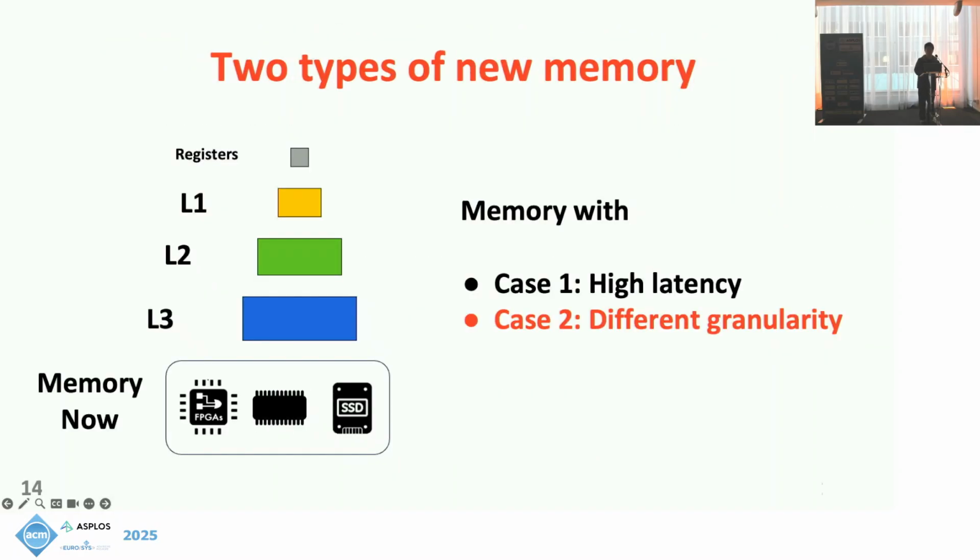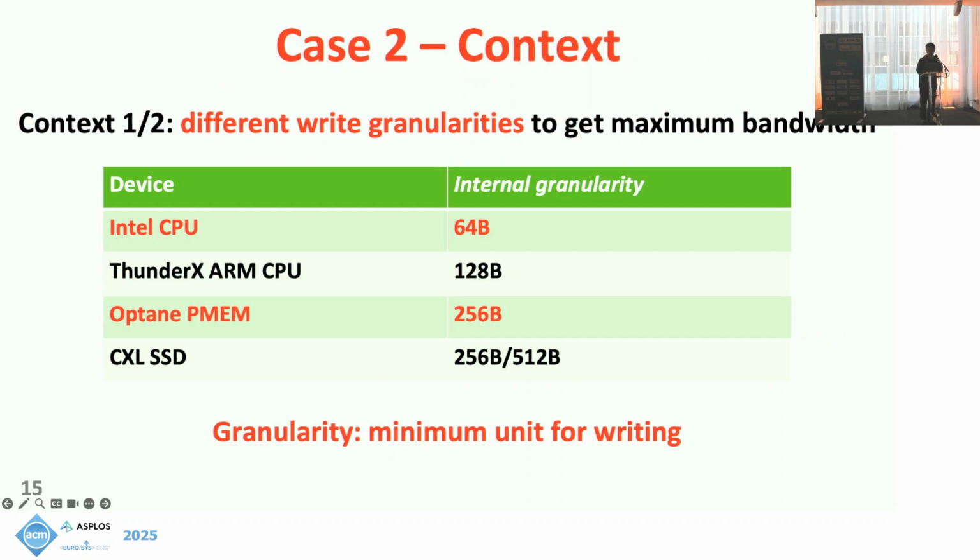Now, back to the two types of memory, let's take a look at the second one, which is the memories with different granularity. Again, some context for everyone. Nowadays, different devices use different write granularities to achieve the maximum bandwidth and to reduce the cost. Granularity here means the minimum unit for writing. For example, if someone writes 1, 4, or 8 bytes on an Intel CPU, regardless, it's going to send 64 bytes to the device.